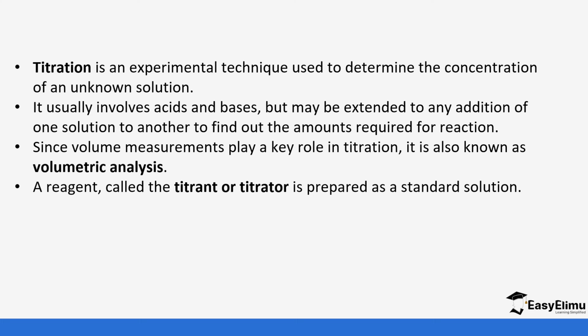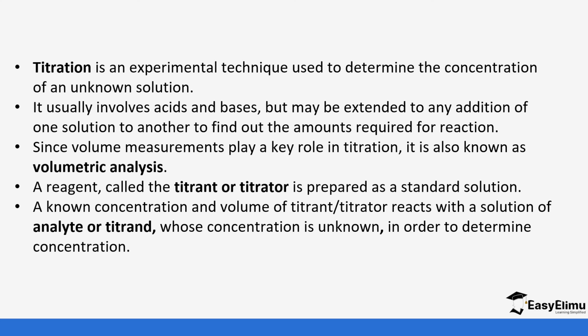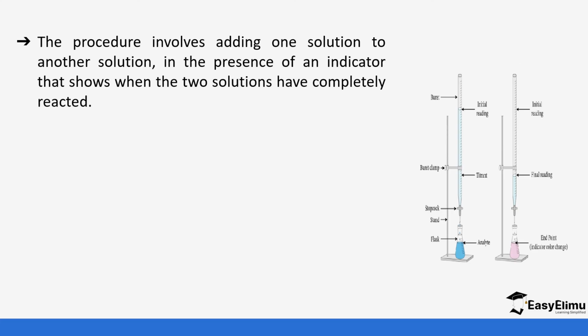A reagent called titrant or titrator is prepared as a standard solution. So a known concentration and volume of a titrant reacts with a solution of an analyte or titrand whose concentration is unknown in order to determine the concentration. You'll be placing the titrant in the conical flask, and the one that is being analyzed will be placed in the burette. We're also going to be using indicators to help us get the endpoints.